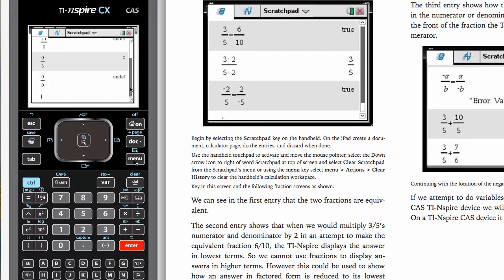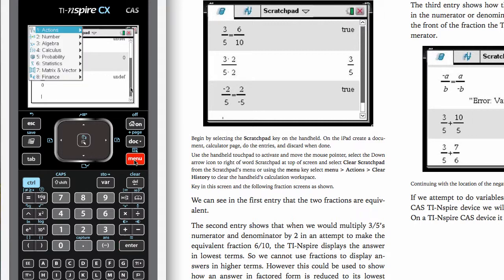So if I go over to my calculator and I want to clear out my scratch pad, I hit menu, action, 1, okay, 5, clear history, and it will clear out the work area. So I can put some of this stuff in so you can see what's going on. Again, instead of putting these things in directly, we can use the fraction template for divide.